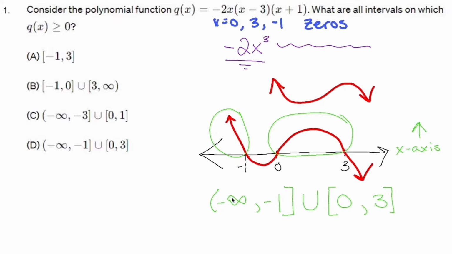So my answer is negative infinity, and you never put a bracket for either infinity because you can't include an infinity. It's a concept, not a number. Negative infinity to negative 1, union 0 to 3. Just like that, the answer is D.